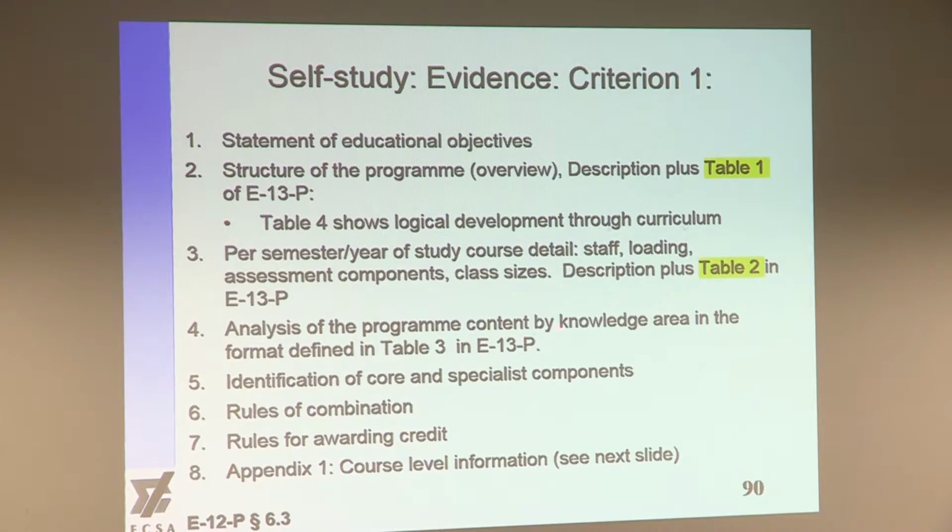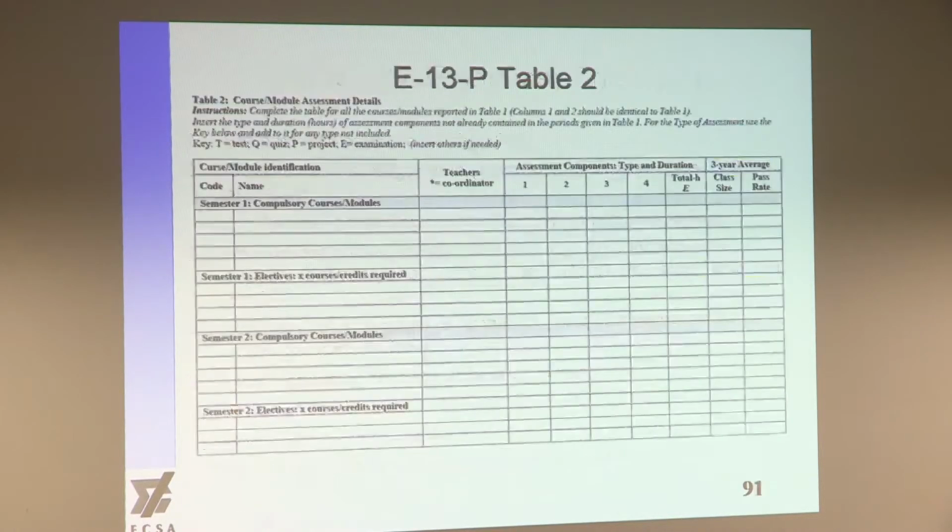Analysis of the program, content by knowledge area in the format defined in table 3 in 13P. Identification of core and specialist component, rules of combination, rules for awarding a credit, and appendix 1 course level information, which is shown here. Now this is in table 2, different from table 1. I mean, in 13P table 2.